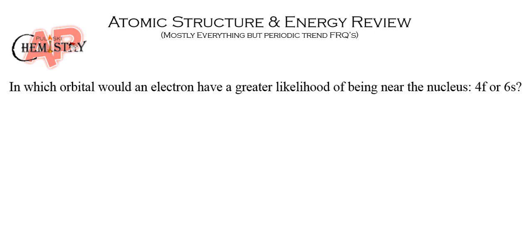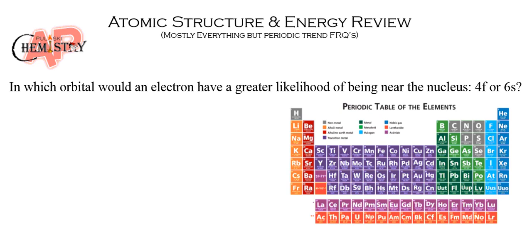In which orbital would an electron have a greater likelihood of being near the nucleus? So we're talking about being closer to the nucleus. You need to understand that the periodic table itself actually guides us through this. If you simply follow the blocks and the energy levels, again, each period signifies the energy levels, and then each block signifies what sublevels we are using. You should be able to determine this. Each sublevel, even if it has the same energy level, is further or closer to the nucleus.